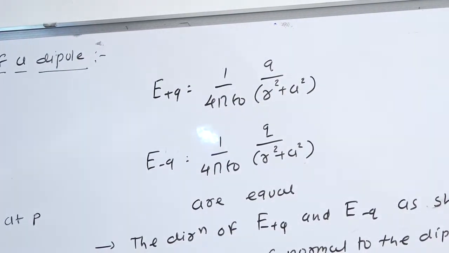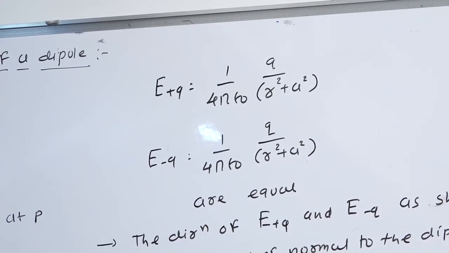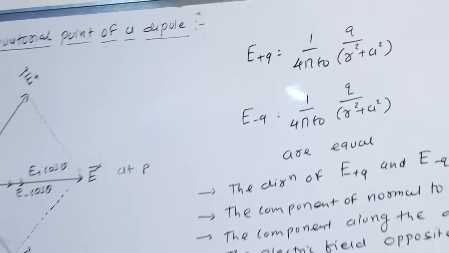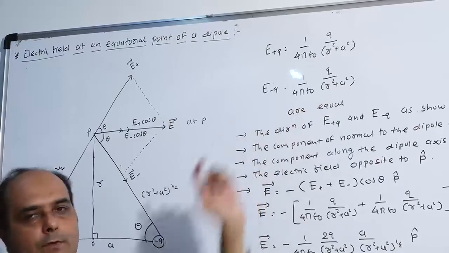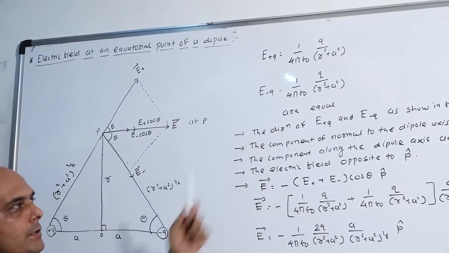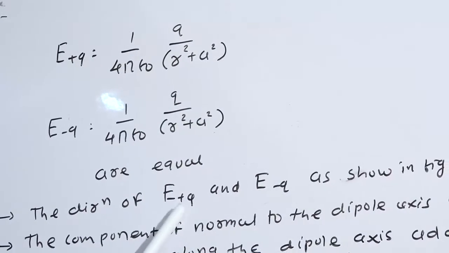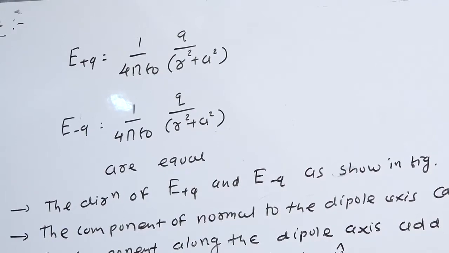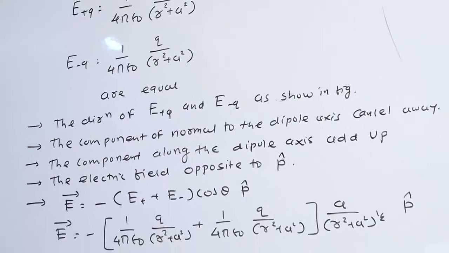So due to minus q charge, again the same equation: 1 upon 4 pi epsilon 0 q upon the square of this distance. By making the square of this statement, the 1 by 2 cancels, that is r square plus a square. Clear? So the value of E plus q and the value of E minus q are the same. Okay. The direction of E plus q and E minus q is shown in the figure.